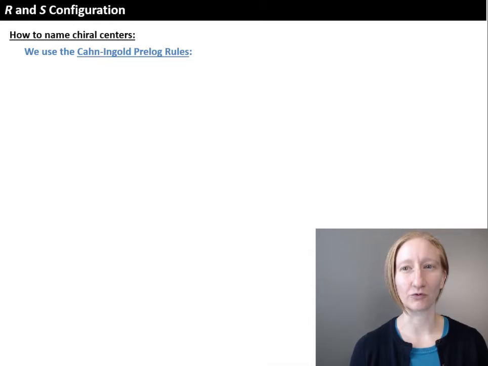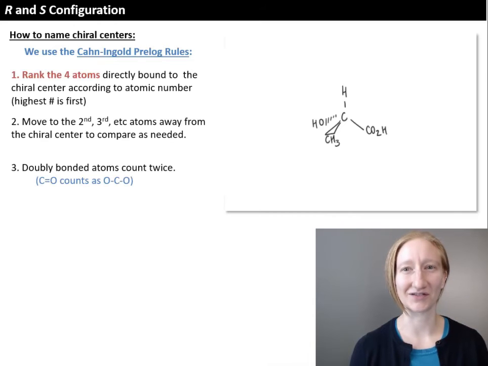As we walk through the rules, we'll use lactic acid here to the right as an example. First, we rank the 4 atoms directly bound to the chiral center according to atomic number. So the highest atomic number is the highest priority, number 1. If we have the same atom directly bound to the chiral center, then we move to the next atom over and compare those until we encounter a difference. Doubly bound atoms count twice, or as 2 singly bound atoms.